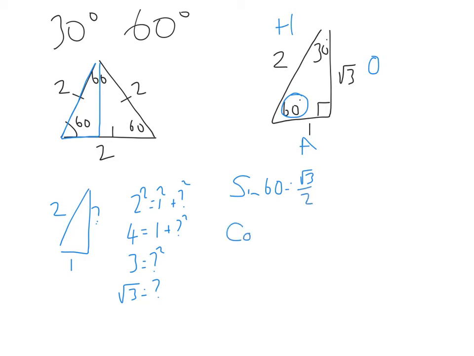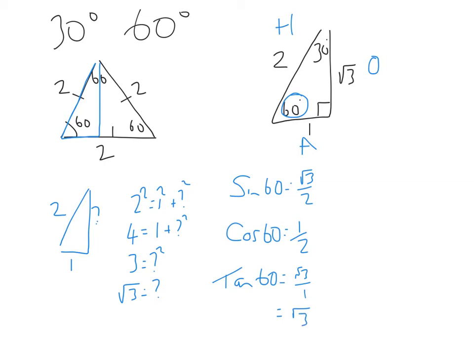Cos of 60 degrees is adjacent over hypotenuse, so in this case 1 over 2, and tan 60 degrees is equal to opposite over adjacent, so in this case root 3 over 1, which is just simply equal to root 3.